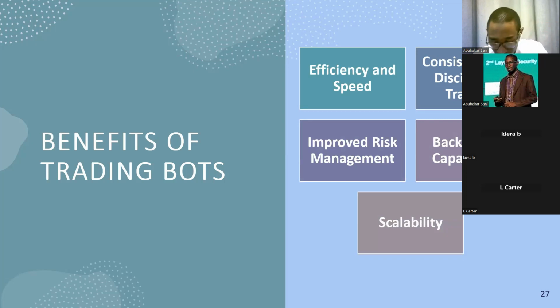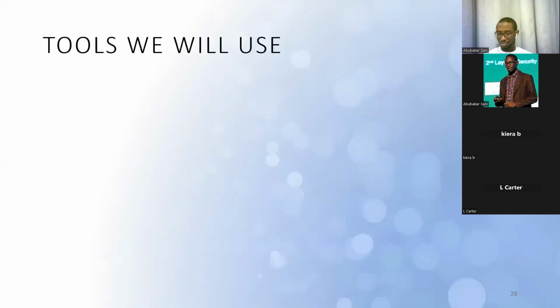Scalability. If you are a human being, you can only monitor maybe one or two assets at a time, maybe three. You push yourself, you do four. But with the robots, you can have hundreds or 1,000 assets under monitoring or watch list.